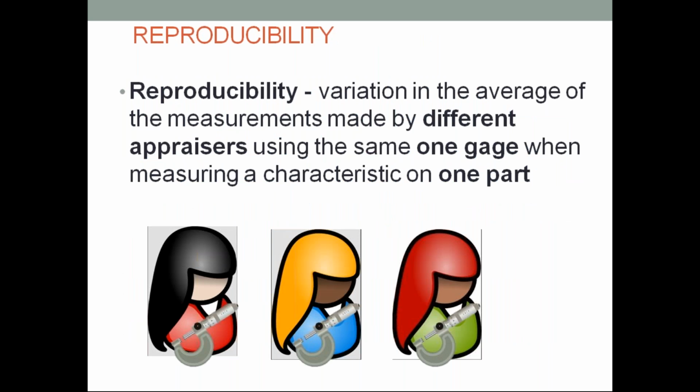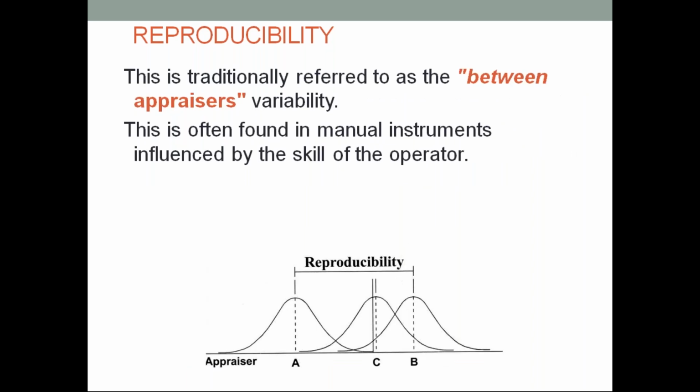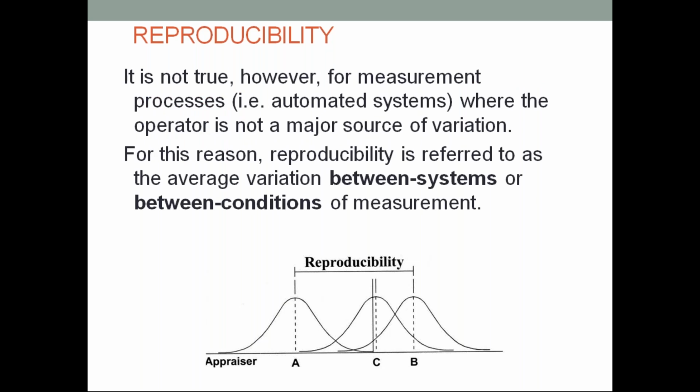Reproducibility is the variation in the average of the measurements made by different appraisers using the same one gauge when measuring the characteristic on one part. Can one person reproduce the results that another person got? This traditionally is referred to as between appraisers variability. This is often found in manual instruments influenced by the skill of the operator. It's not true, however, for measurement processes where the operator is not a major source of the variation. For this reason, reproducibility is referred to as the average variation between systems or between conditions of a measurement.